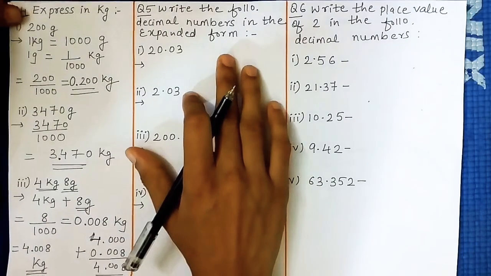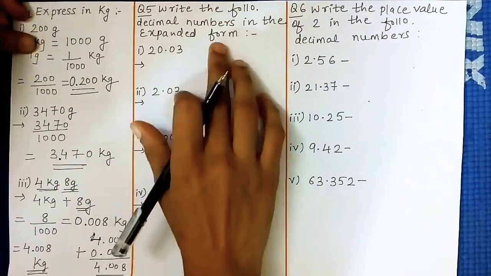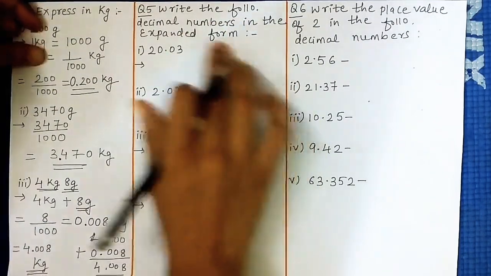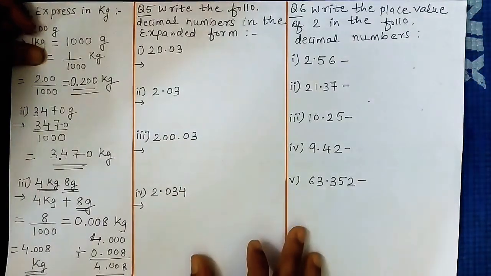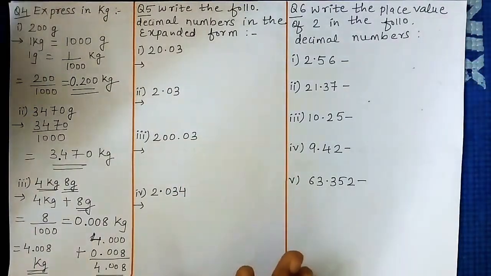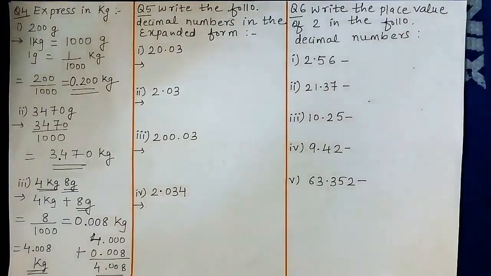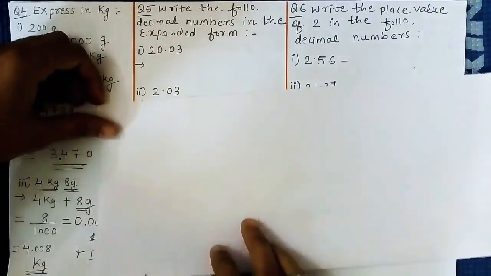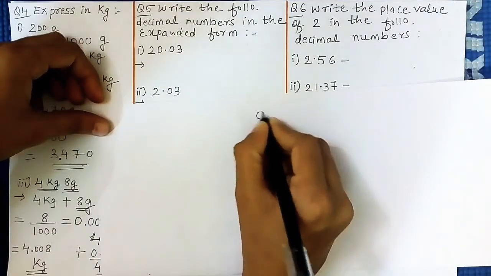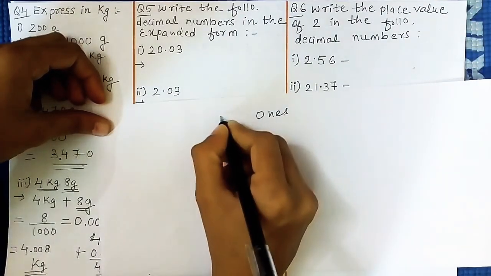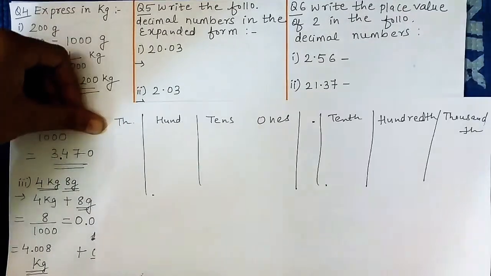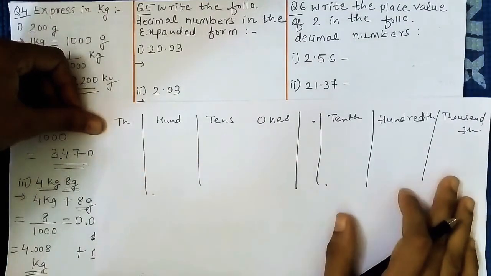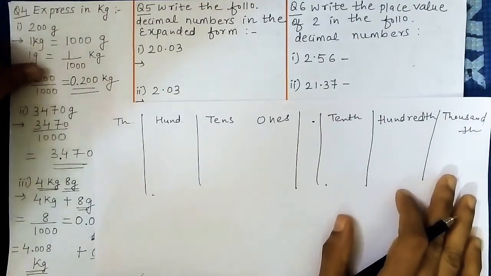Moving ahead with question number 5. Write the following decimal numbers in expanded form. Now you will write this in expanded form. In previous classes you have already seen the place value chart of decimal system, how to do expanded form. Once again we will revise the decimal place value chart. In decimal numbers, first ones. This is the decimal place value system you have already studied in your lower classes.